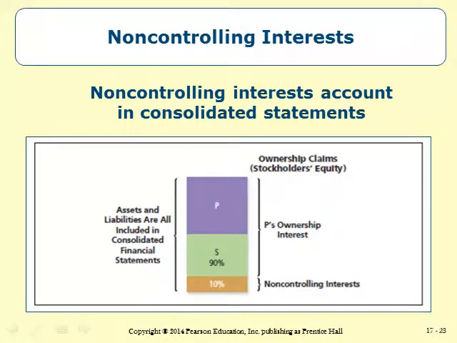And so this diagram provides an overview of the role of the non-controlling interest account in the consolidated statements. So we can see that the purpose of this non-controlling interest account is to reduce the amount on P's books of its ownership of S, since it doesn't own 100% of it.